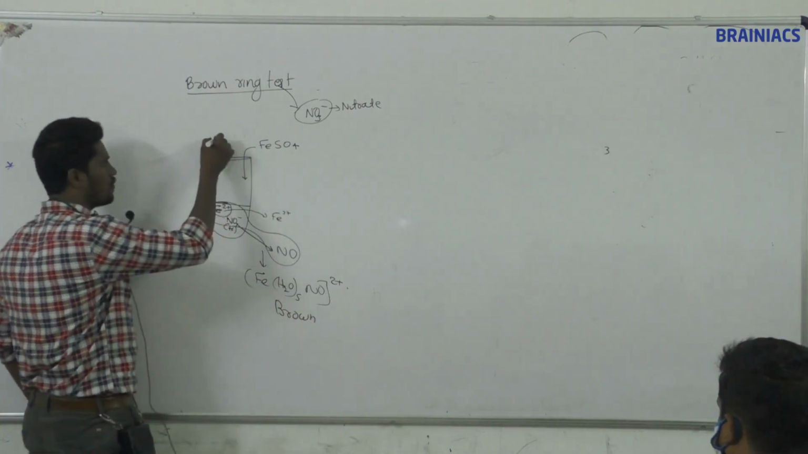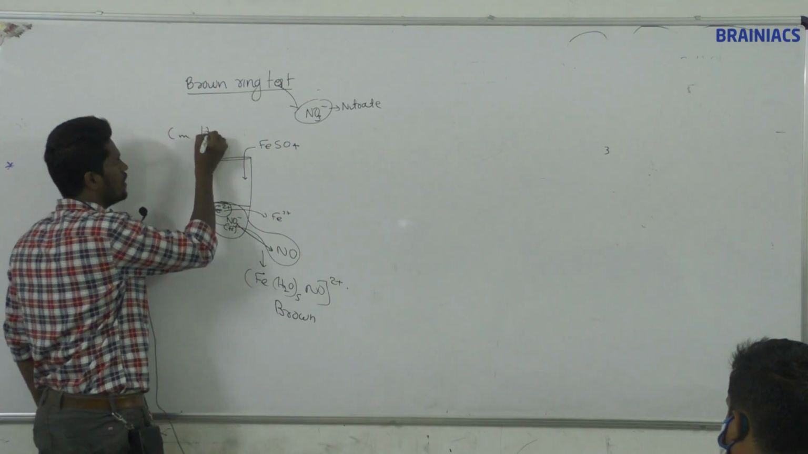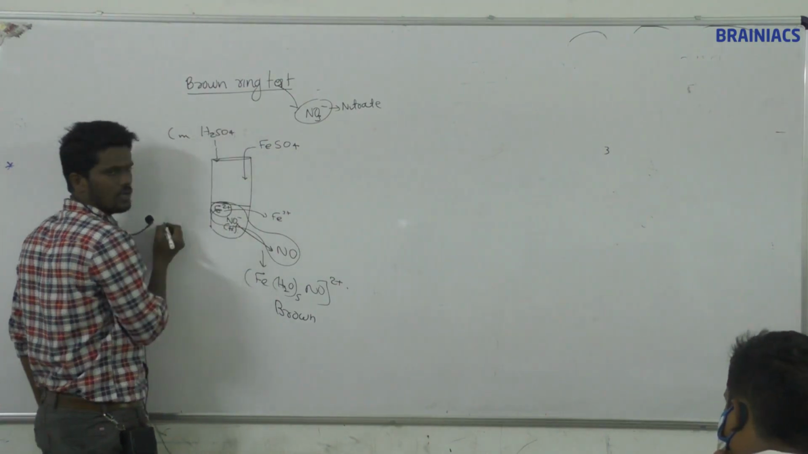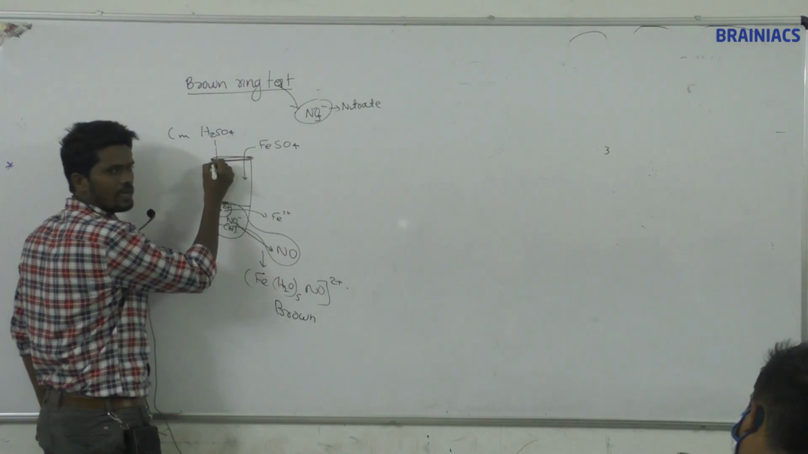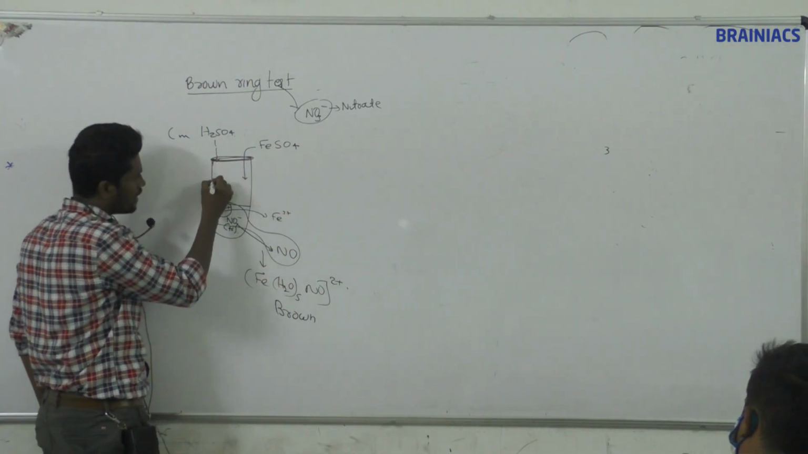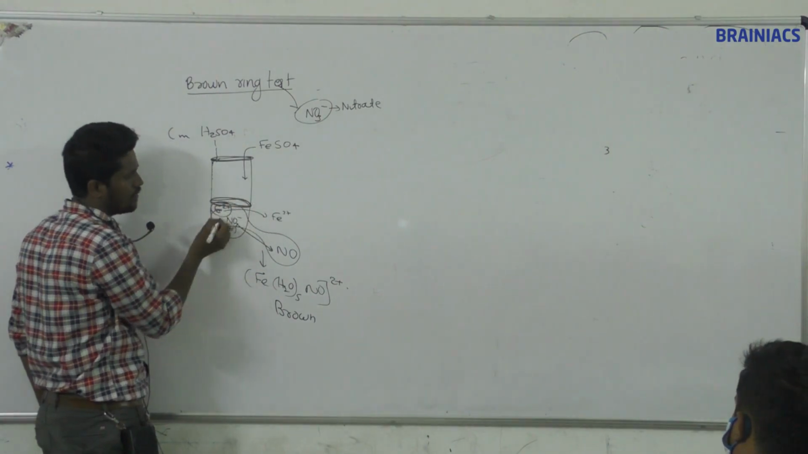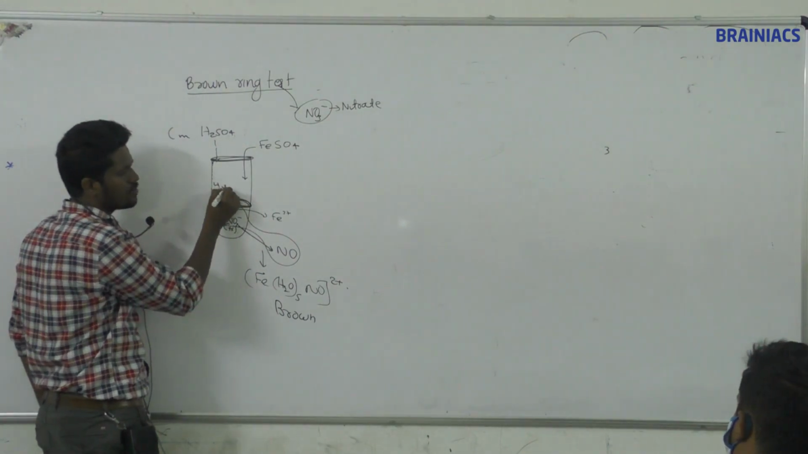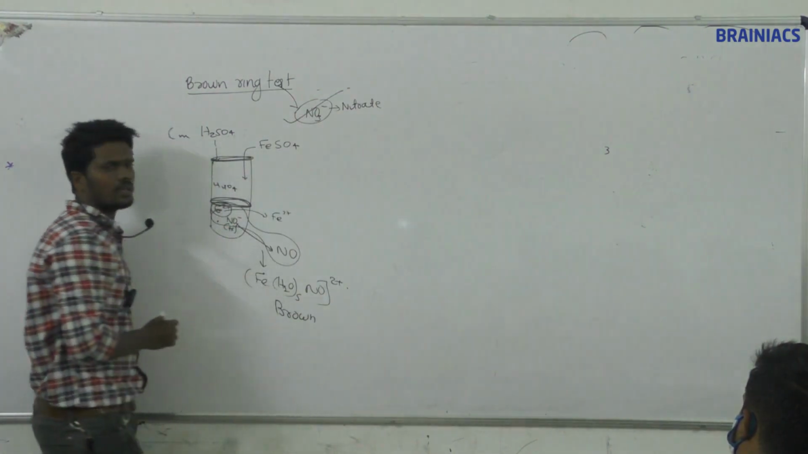In the presence of which medium? Acidic medium. So concentrated H2SO4 is poured along the sides of the tube, and a brown ring is observed at the interface of the solution and H2SO4. It indicates the presence of nitrate ion.